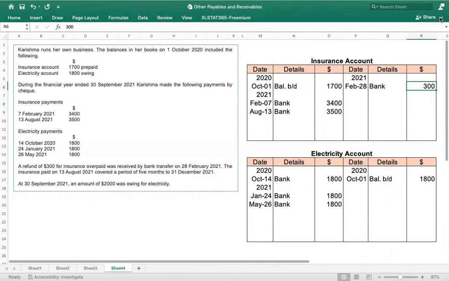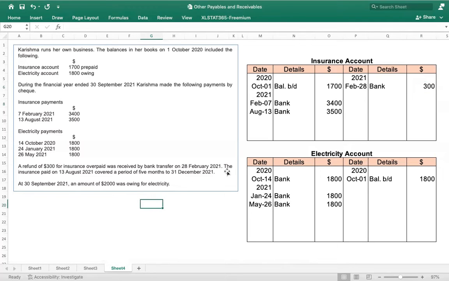Now what I will do? Okay, now read out this: the insurance paid. The insurance paid on 13th August 2021 covered a period of 5 months to 31st December 2021. It means they are referring to this money, right? This is the money we paid on 13th August. How much money did I pay? 3,500. And I paid for how many months? Check the statement. 5. This 3,500 is for 5 months.